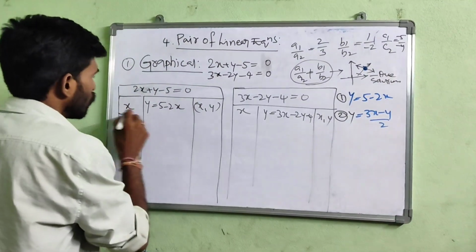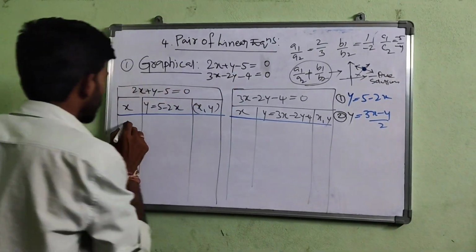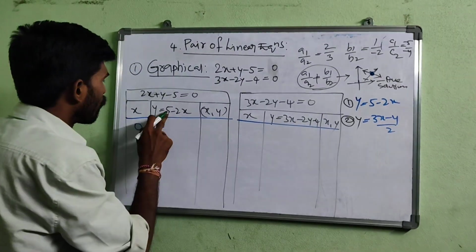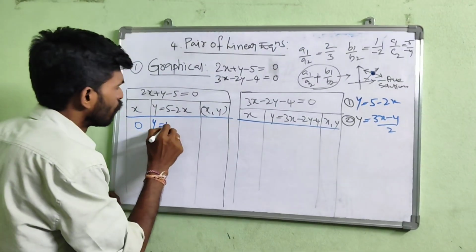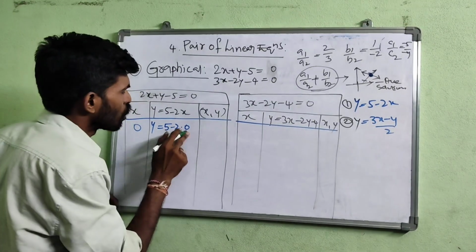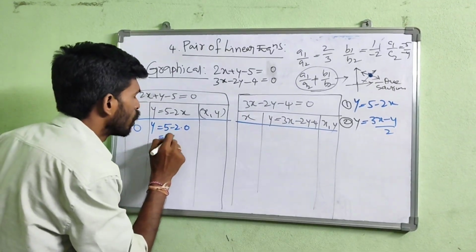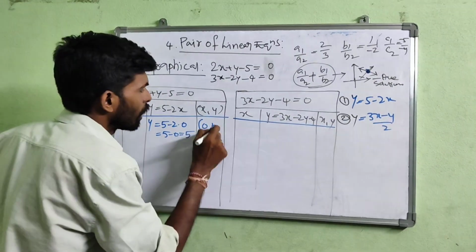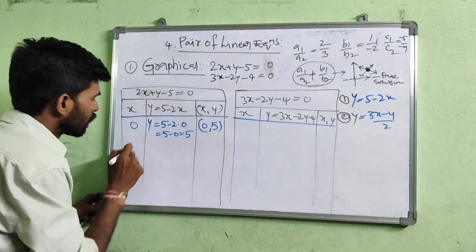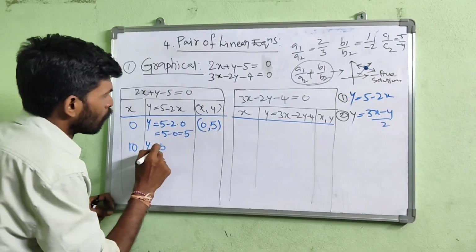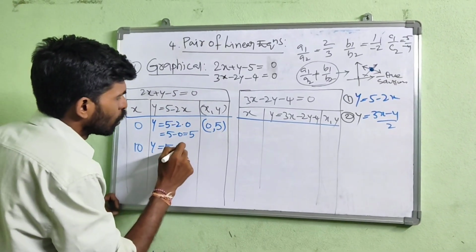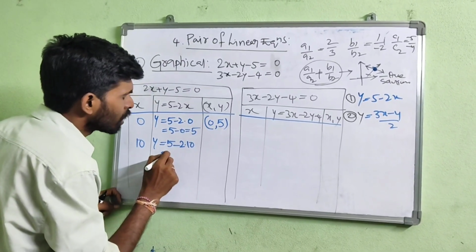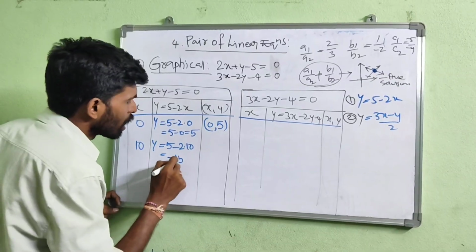Now see here, if x is 0, what is y? 5 minus 2 into 0: 2 zeros are 0, 5 minus 0 is 5. So x is 0, y is 5. Now when we take x as 10, for example, y is equal to 5 minus 2 into 10. 10 2s are 20. 5 minus 20 is minus 15.